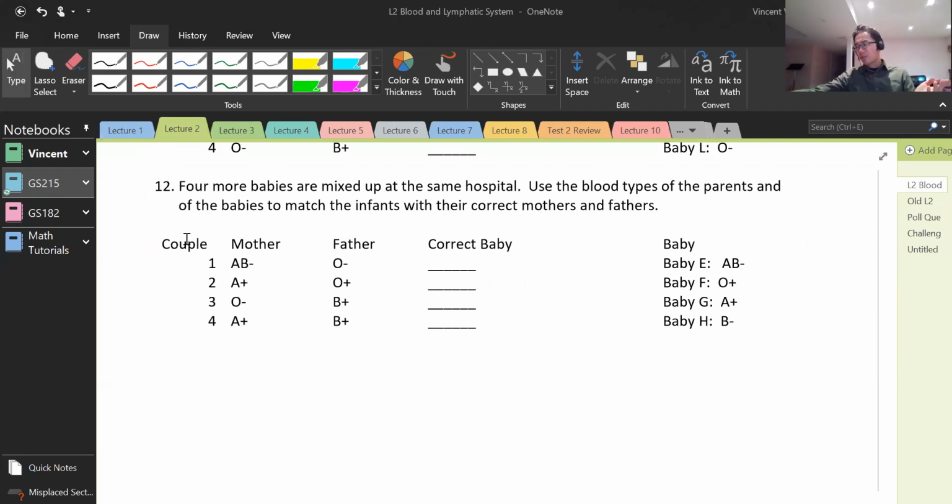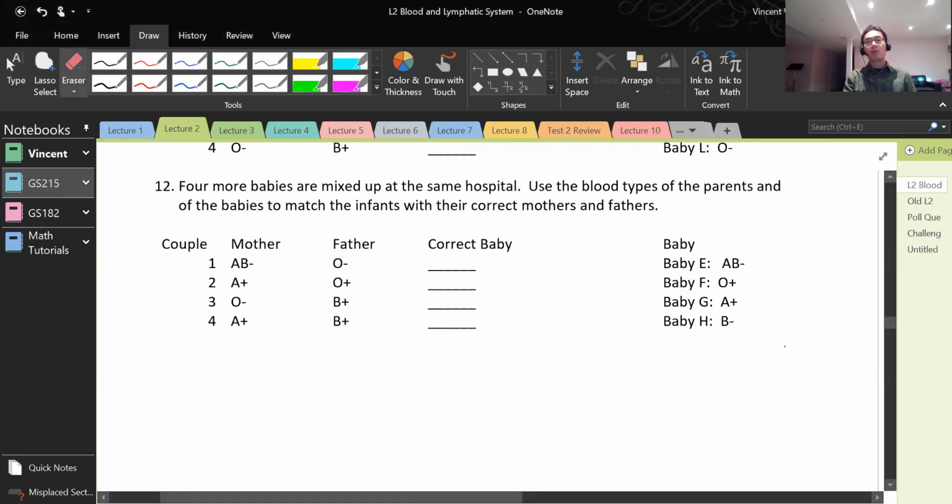And by the way, we don't do this in real life, right? No one's going to do a blood type to find out whose babies are who if babies got mixed up. We do DNA fingerprinting. This is not an accurate way of figuring it out. It only works in certain conditions. These questions, of course, are set up so that they do work out, but in real life, we don't really do that.